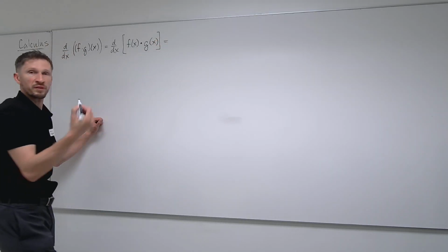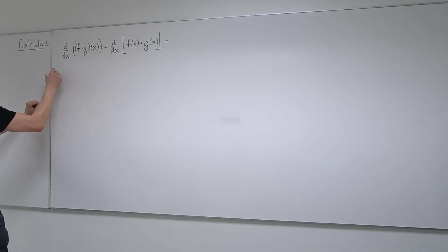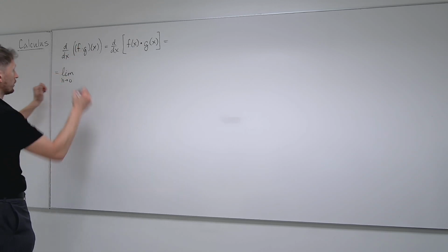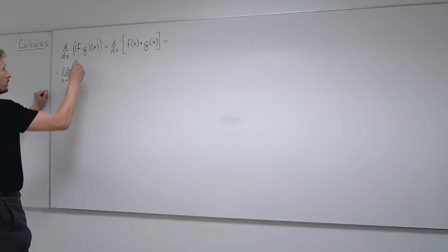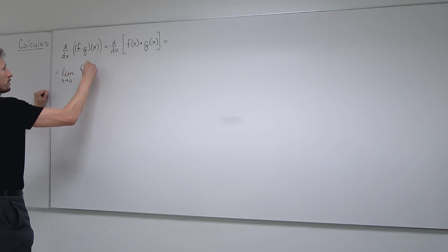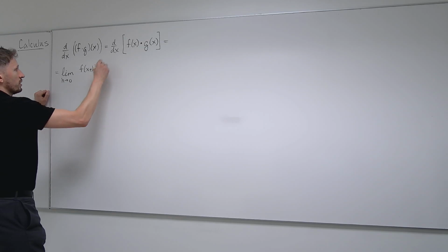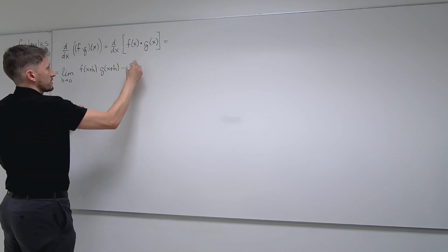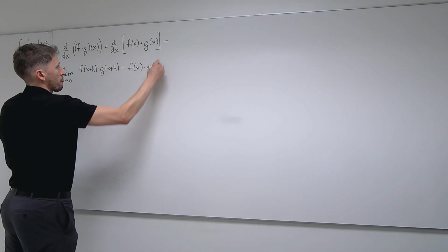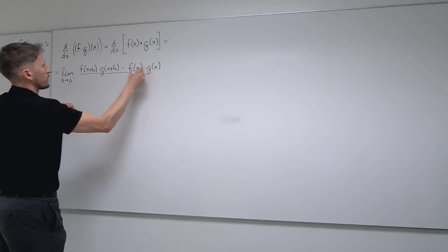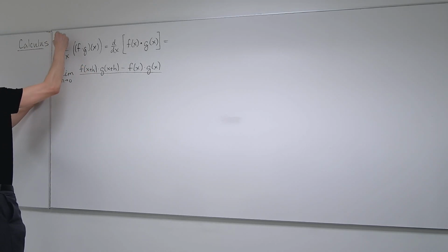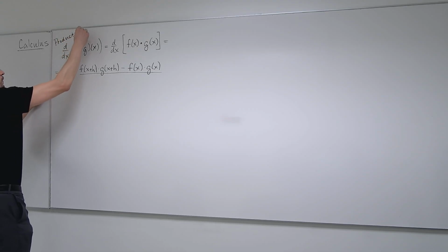Let's use the definition of the derivative, right? So what is it? The limit as h goes to 0 of this whole function, but at x plus h, so you do f of x plus h times g of x plus h, minus the function itself, f of x times g of x, and all over. We're basically proving the product rule, is what we're doing right now.